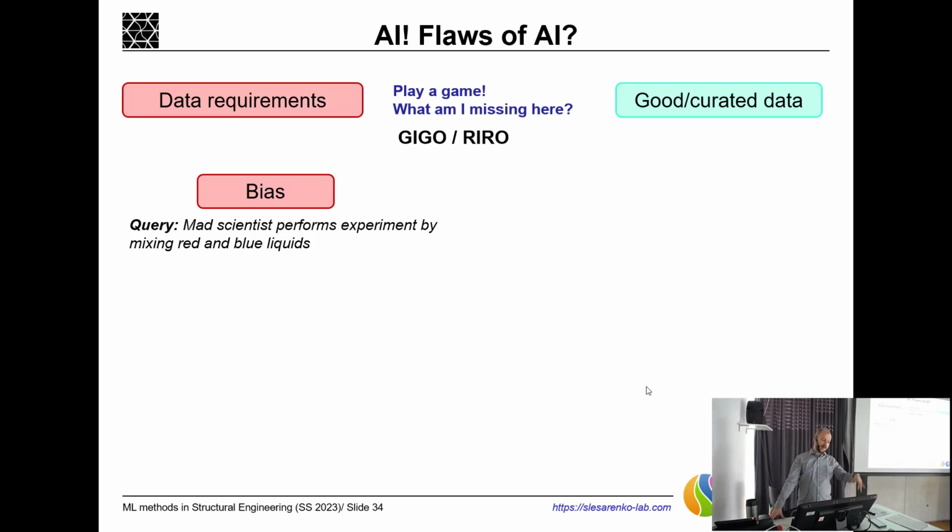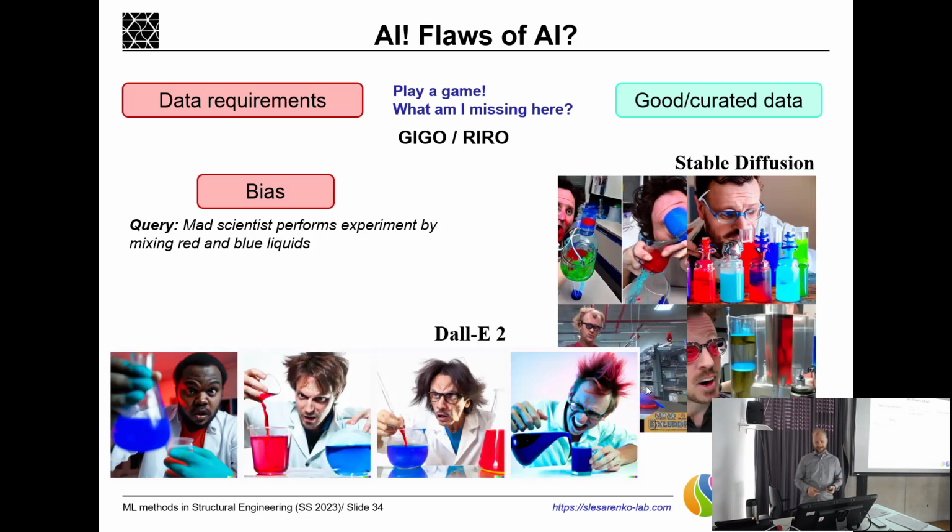And now, again, let's play a game. I had a query: mad scientist performs experiment by mixing red and blue liquids. What do you think I will see in the pictures? What bias will I see? Exactly. These are the two examples. This one is Stable Diffusion, something you can run on your computer, therefore the quality of the generation is not so perfect. And this is DALL-E, a much more advanced neural network that OpenAI, I think, announced a year and a half ago.